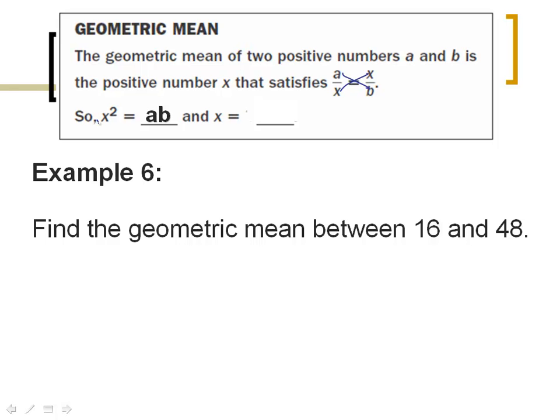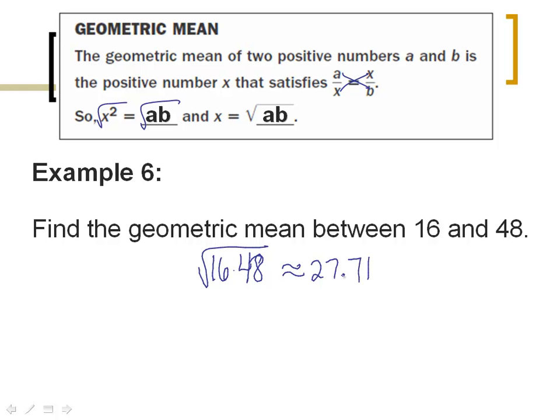Then to undo that squared sign, you take the square root of both. So x equals the square root of ab. So all you have to do to find the geometric mean is you multiply the two numbers, 16 times 48, and then you take the square root. Now there are two ways of doing this. You could say 16 times 48 and do the square root in your calculator, and you'd get about 27.71. Okay, and that's a rounded value.